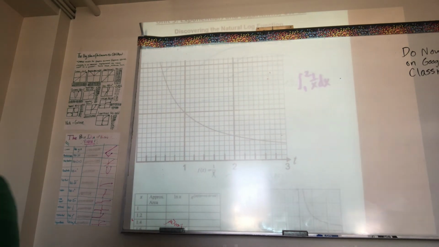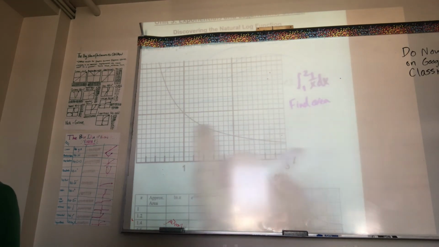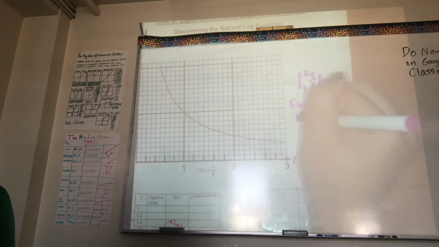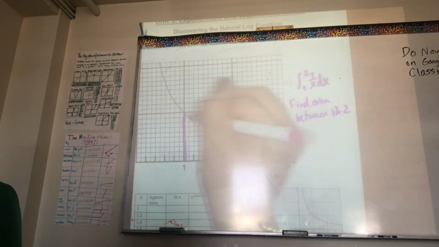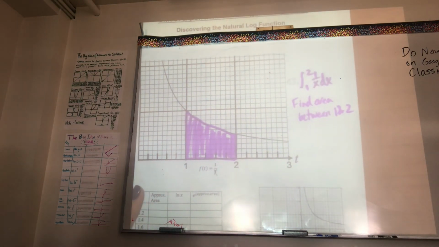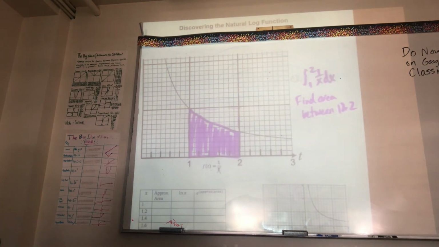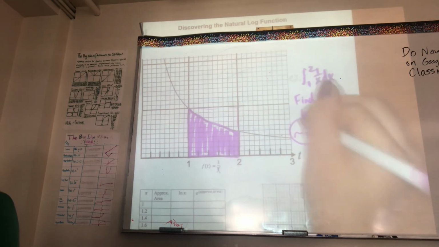So this lower limit of integration means find the area between this curve and the x-axis, between 1 and 2. I'm saying start at 1, end at 2, and I'm finding this area. This big box has an area of 1. So what fraction do you think it is, maybe? Two-thirds, three-quarters. It's 0.69 is the answer. Let's say two-thirds-ish.